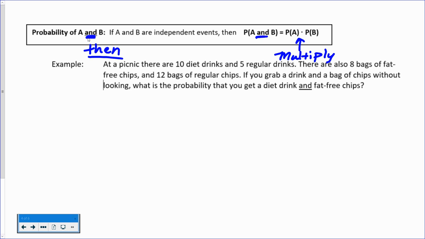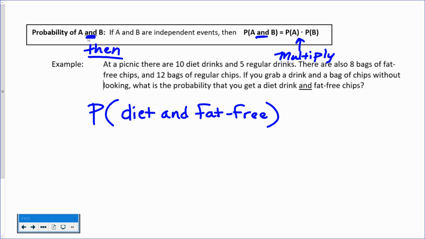All right, so for example, at a picnic, there are 10 diet drinks and 5 regular drinks. There are 8 bags of fat-free chips and 12 bags of regular chips. If you grab a drink and a bag of chips without looking, what is the probability you get a diet drink and fat-free chips? So I'm going to write it in my little probability form here. Probability that you get diet and the fat-free chips. So that means I'm doing probability of my event A, getting a diet drink, times the probability of getting the fat-free chips.